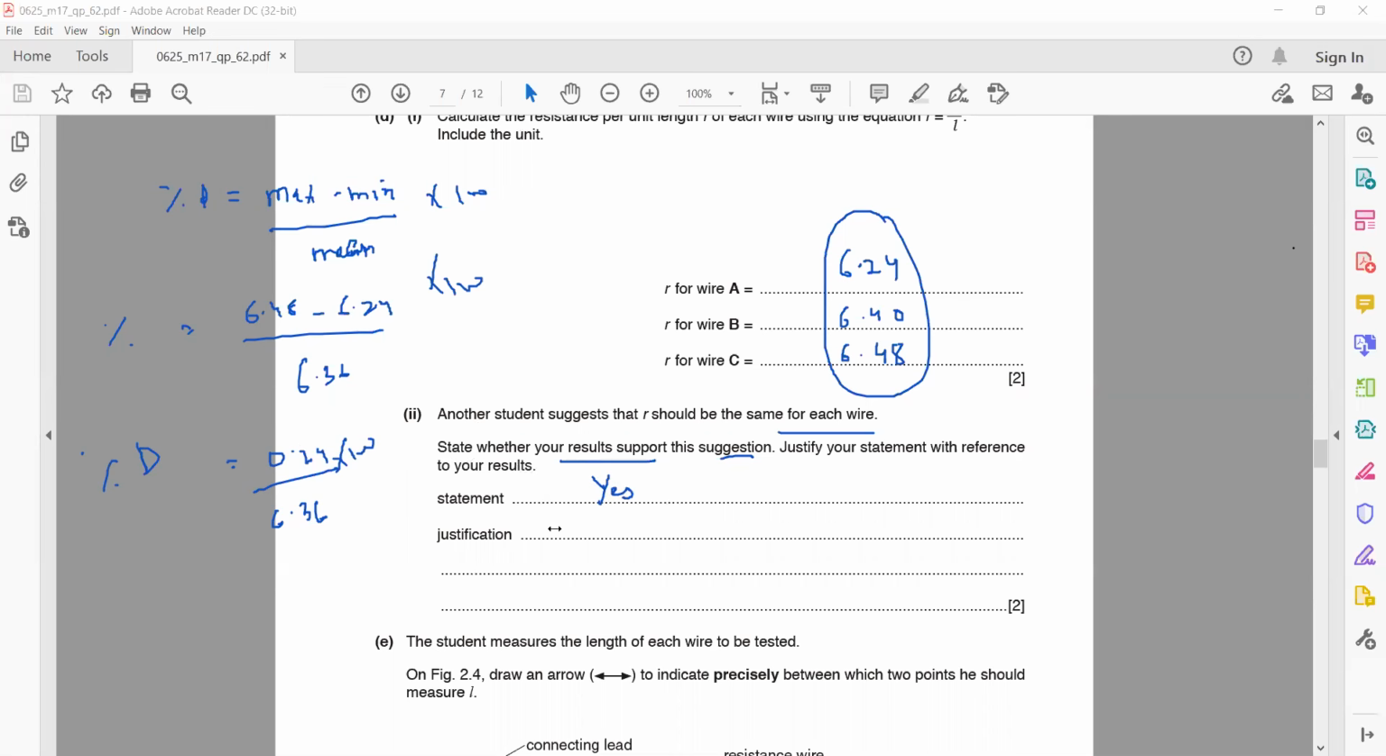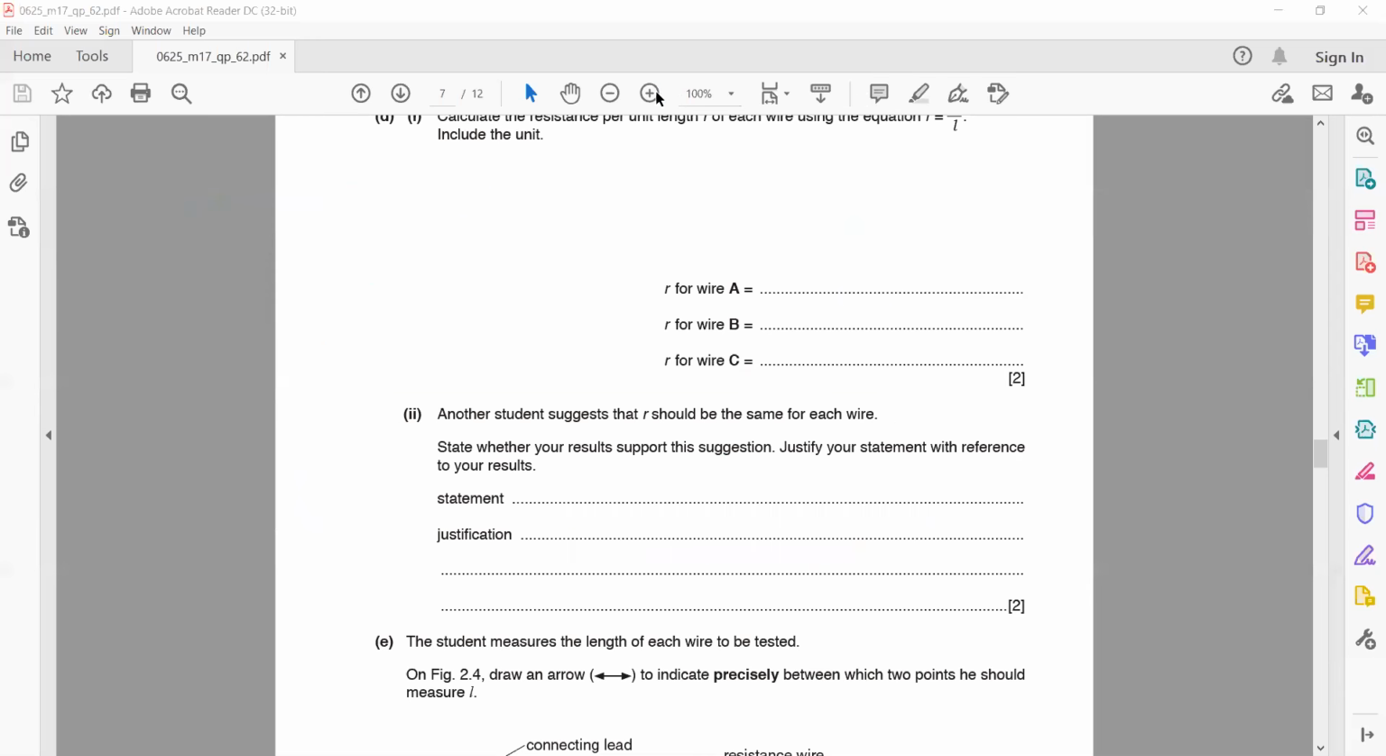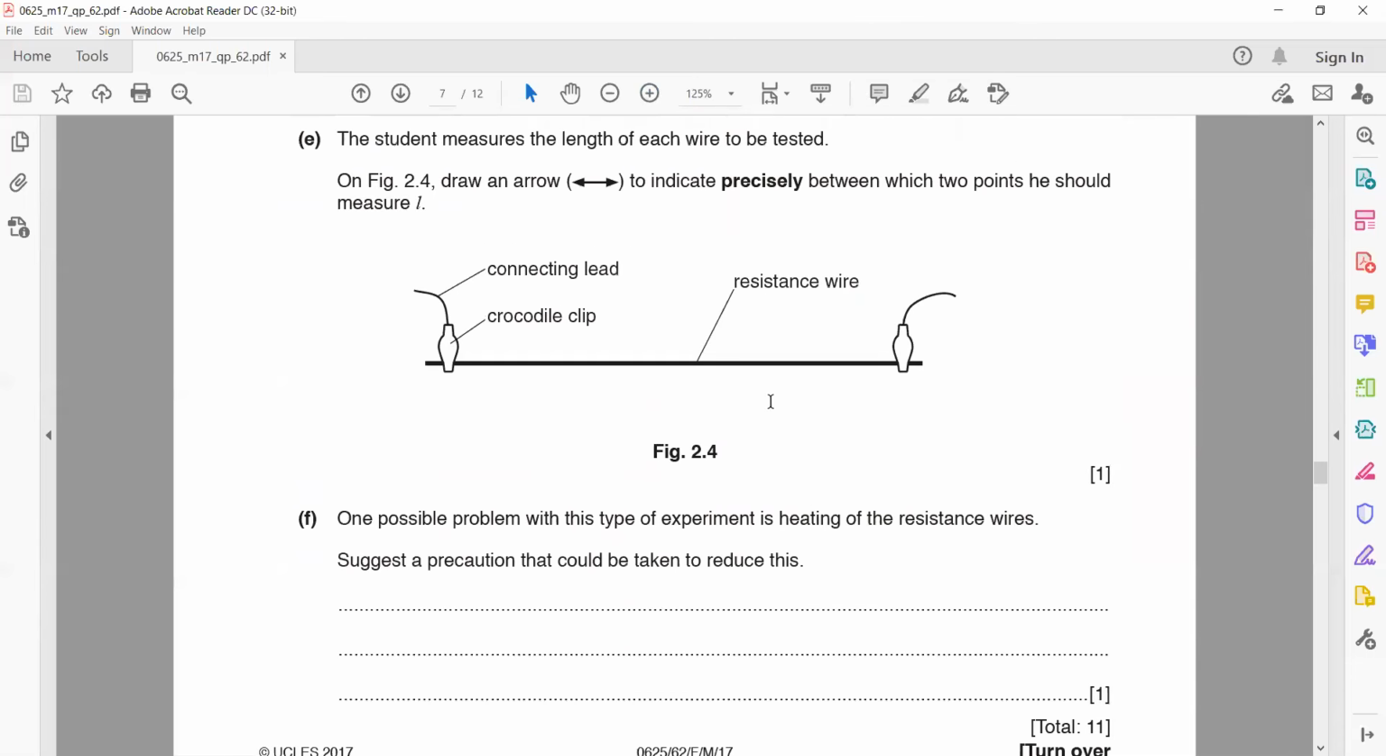So our statement should be yes, and the reason is that the percentage difference is less than 10%. So within the limit of experimental accuracy, the values are the same. So comparison of values is always done with percentage difference.